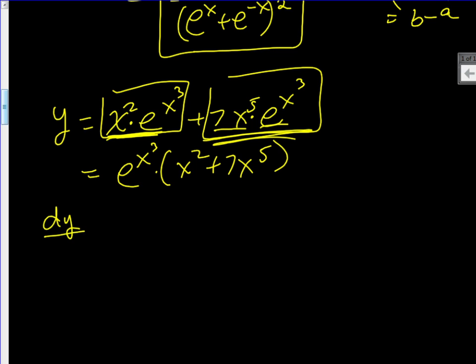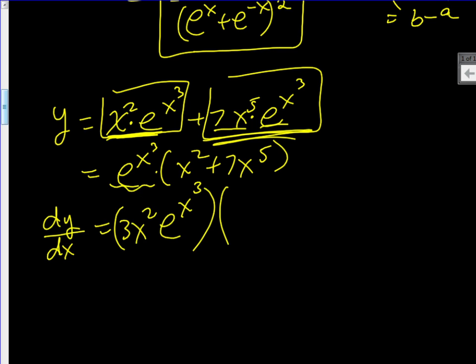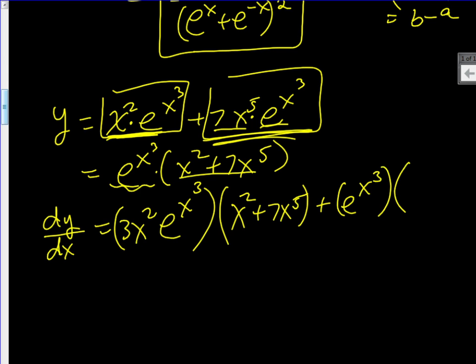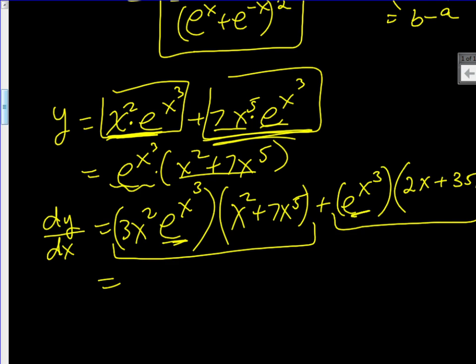So now we'll take the derivative. The derivative of e to the x cubed is e to the x cubed times the derivative of the exponent. That's the derivative of the first times the second. Plus, just the first, e to the x cubed, times the derivative of the second factor, which is 2x plus 35x to the fourth. Now, in both of these terms, they both have an e to the x cubed.